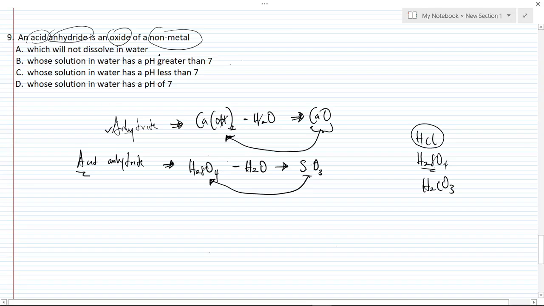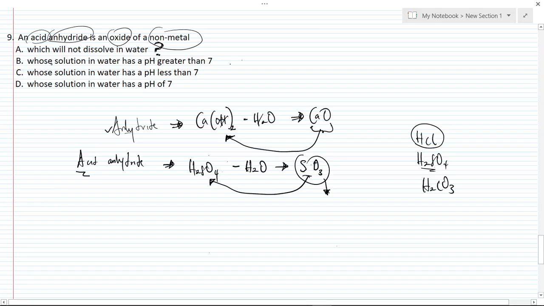So now let's look at option A, which will not dissolve in water. We can't say for certain if sulfur trioxide will dissolve in water or not. So let's put a question mark there. We are not entirely sure. So if we are able to prove that the other options are wrong, then that would be the correct option. And if we are able to get a correct option, then that would mean this is wrong.